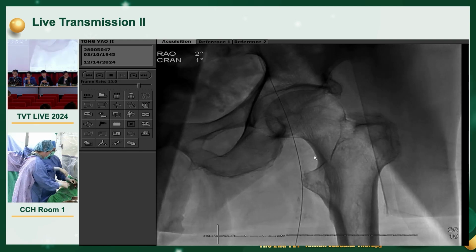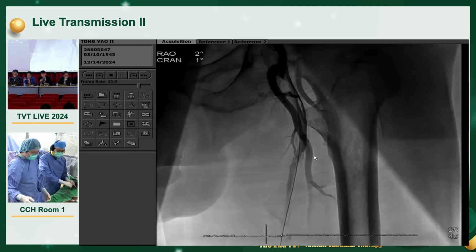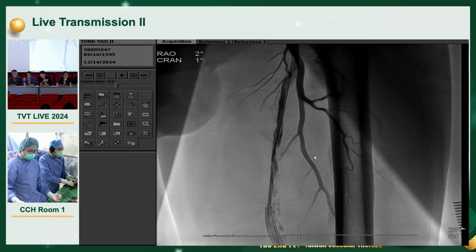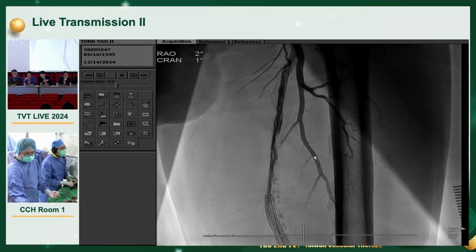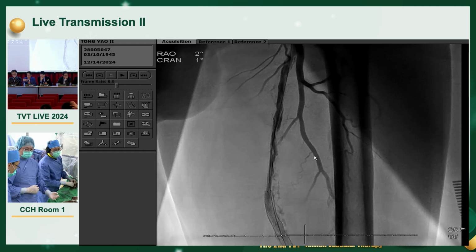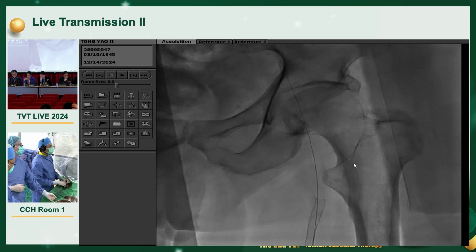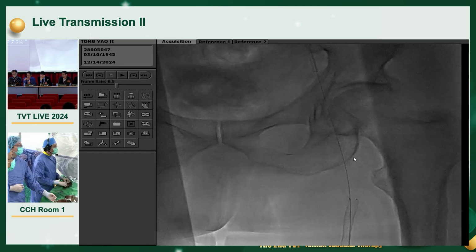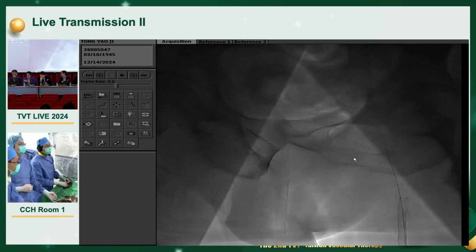Dr. Yang, because this angulation is not good for seeing the common femoral artery bifurcation site, so lateral view. Yeah, maybe you can choose another lateral view to see better for the stent deployment. Thank you.